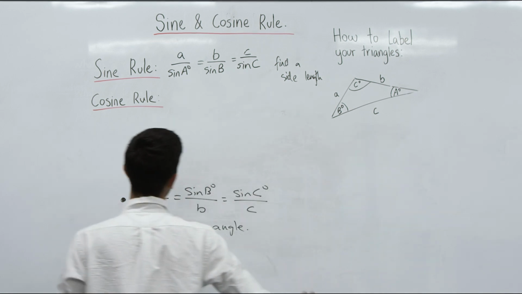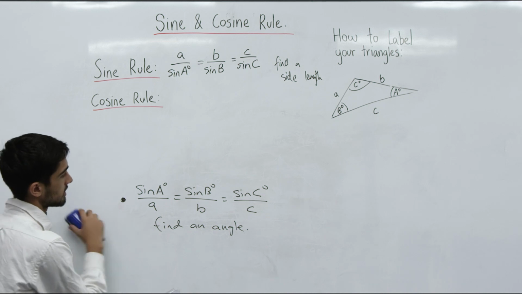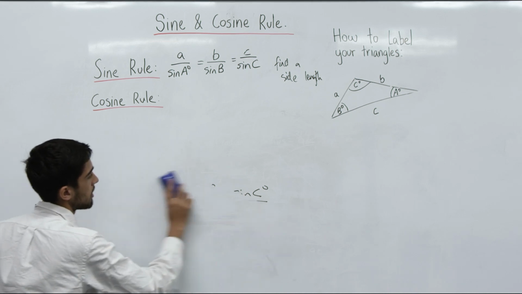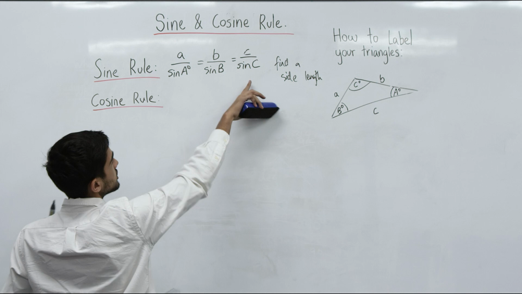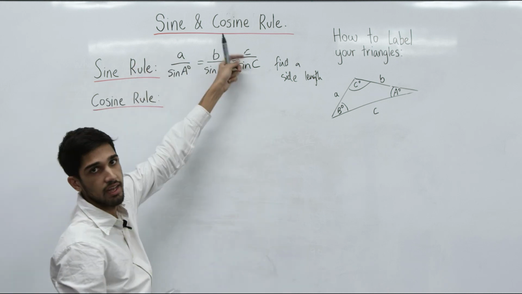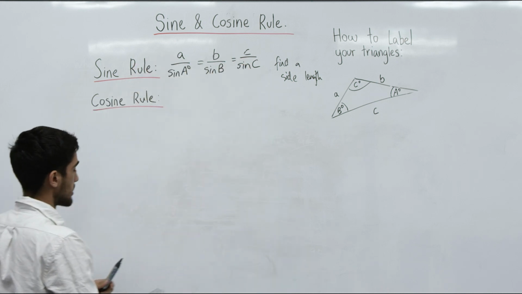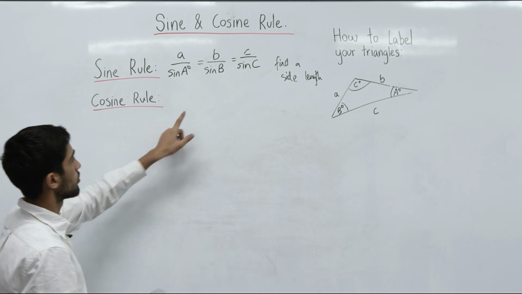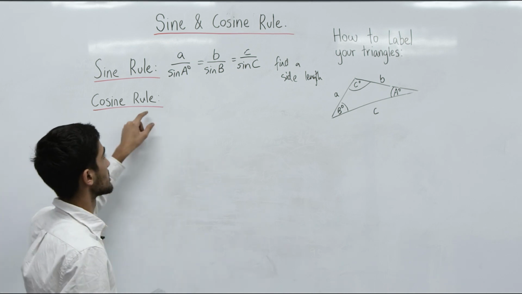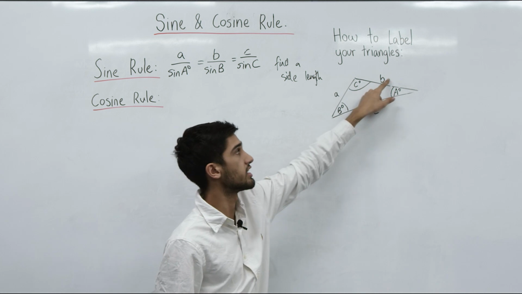So the next formula we're going to learn to complete this, I'm going to erase this, but just remember that if you know this equation, then you can flip it all around and it'll be the exact same. They'll all be equal. The second rule we're going to learn is the cosine rule, which is necessary to solve for any triangle.